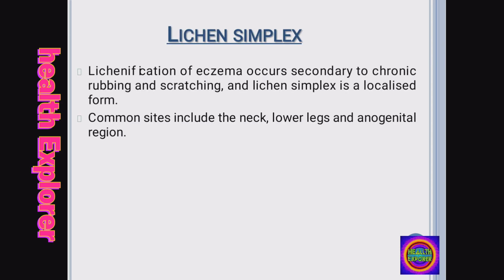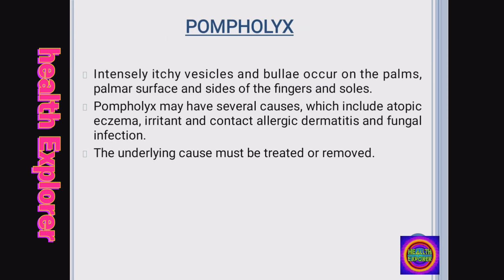Lichen simplex. Lichenification of eczema occurs secondary to chronic rubbing and scratching, and lichen simplex is a localized form. Common sites include the neck, lower legs and anogenital region. Pompholyx. Intensely itchy vesicles and bullae occur on the palms, palmar surface and sides of the fingers and soles. Pompholyx may have several causes, which include atopic eczema, irritant and contact allergic dermatitis and fungal infection. The underlying cause must be treated or removed.